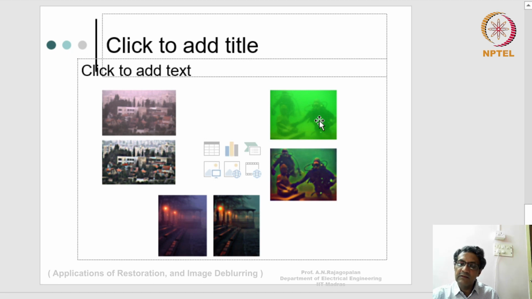Now, this is an underwater image. The earlier underwater example that I showed you was for de-skewing. This one is for what is called color correction. If you see this image, it is an underwater image, and therefore it has a lot of greenish tinge, simply because underwater, the red wavelength is the one that gets attenuated the most. The green and blue kind of survive.